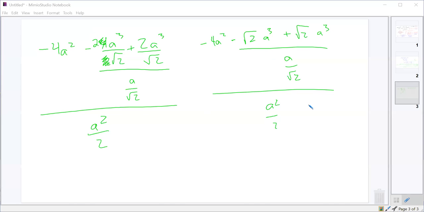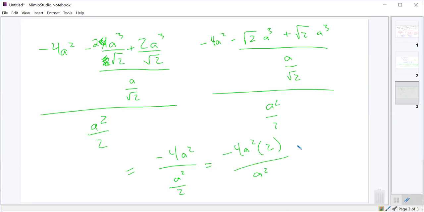Okay, sorry about that. So the minus 2a cubed plus the 2a cubed is just a 0 there, looks like, right? So that part's going to cancel out. 0 over a root 2 is just 0. So we got negative 4a squared over a squared over 2. And if we simplify that out, that becomes negative 4a squared times 2 over a squared, which is negative 8. And since negative 8 is less than 0, that tells us that it's a max.